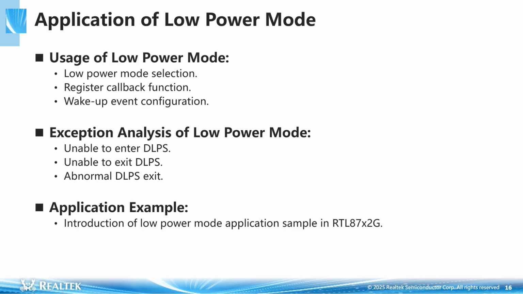Application of low power mode. Users only need to perform corresponding configurations based on the application scenarios they wish to use. 1. Low power mode selection. 2. Register callback function. 3. Wake-up event configuration. Users can get some debug info to find the cause of the following exception cases.